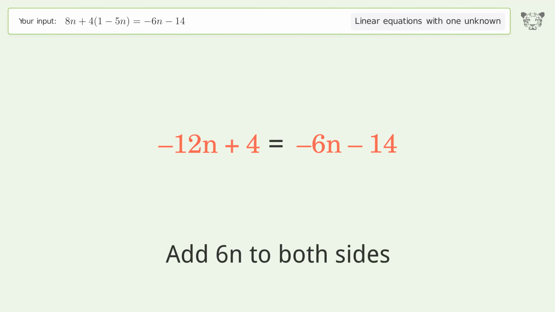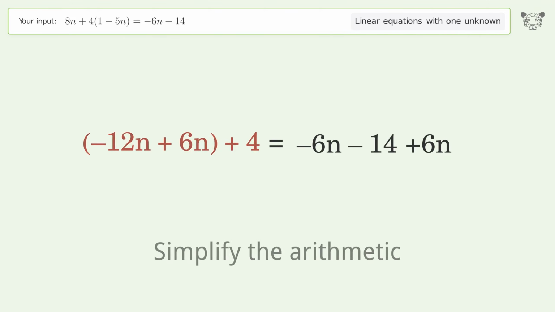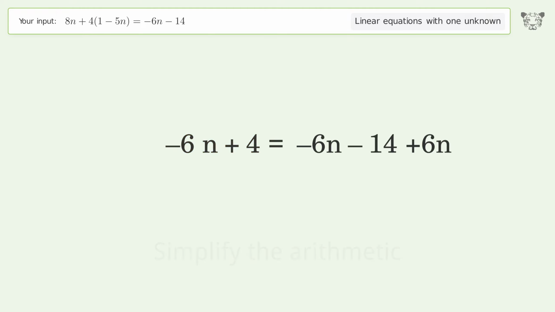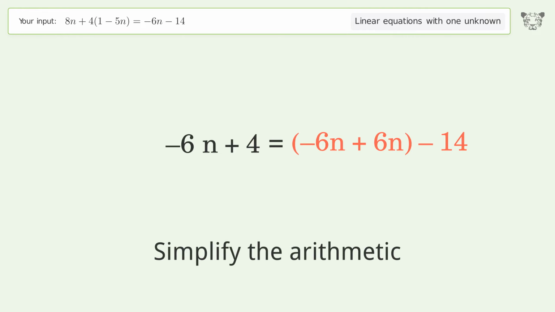Add 6n to both sides. Group like terms. Simplify the arithmetic. Group like terms. Simplify the arithmetic.